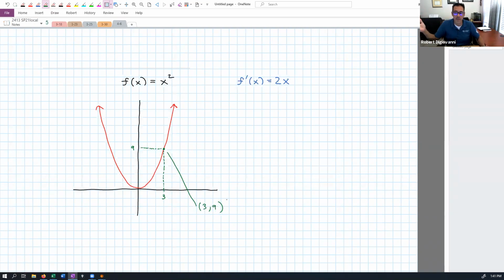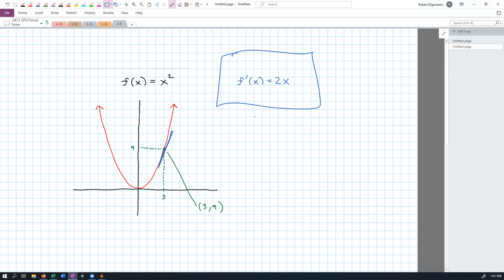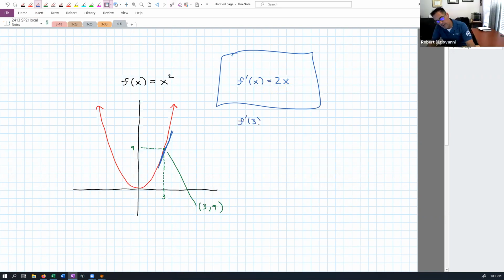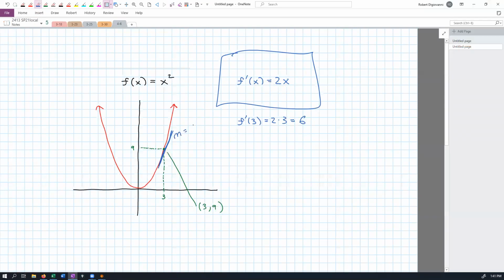Yes, everyone good? Now let me ask you, what's the slope of the tangent line there? What's the slope of that line? Well, then you would go to this, wouldn't you? Because the derivative is what tells you what the slope of the tangent line is. And you would plug in what for x? 3. Okay, so the derivative at 3 would be 2 times 3, which is 6, right? So the slope of that line is 6.